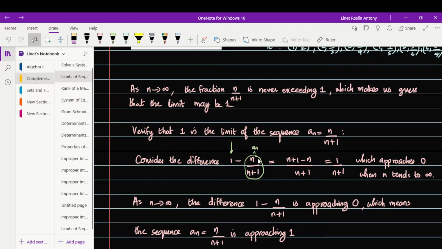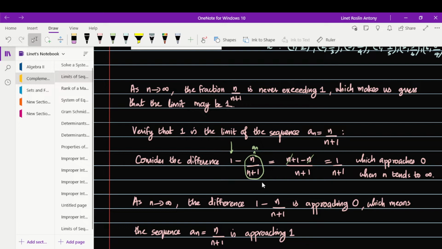So 1 - n/(n+1) is equal to, taking the LCM, the denominator will become n+1 and you have to multiply by n+1 here. So you get (n+1-n)/(n+1). So you can cancel n and minus n to get 1/(n+1). So we know that as n is moving on to infinity, 1/(n+1) will approach 0.